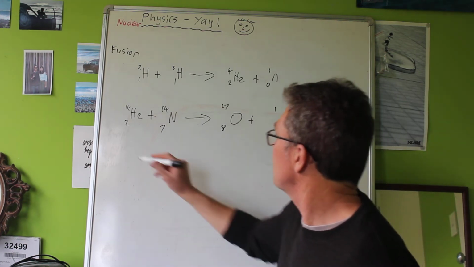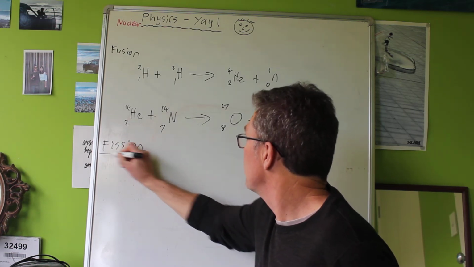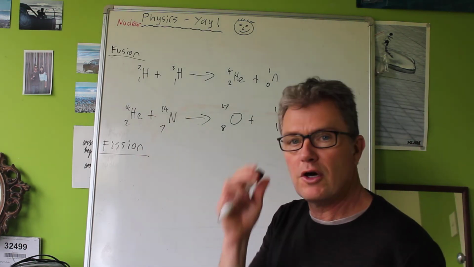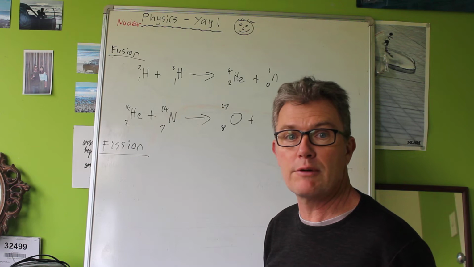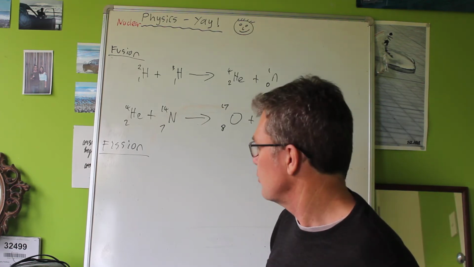Now let's look at an example of nuclear fission. Nuclear fission. Fusion and fission. By the way, do you know when nuclear physicists go to a takeaway shop, what they order? Fission chips. Sorry, that was awful.